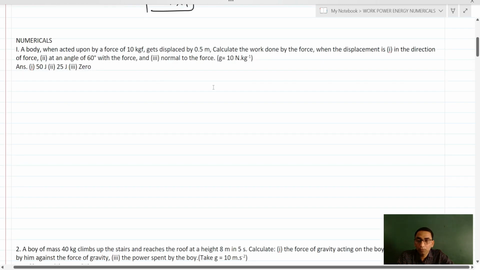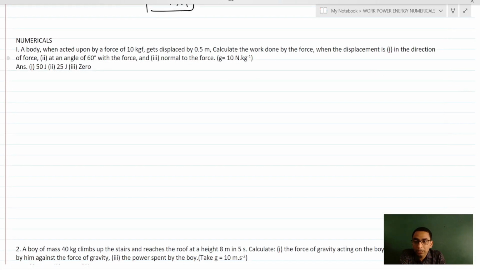So now let's move on to problem number 1. The problem number 1 says that a body is acted upon by a force of 10 kgf. So the value of force is 10 kgf and 1 kgf is 10 Newton, so it is 100 Newton. Please be careful about that. Displacement is given to you as 0.5 meters, and the angle between the force and the displacement, if it is the same, so the first question says that theta is equal to 0 degrees.